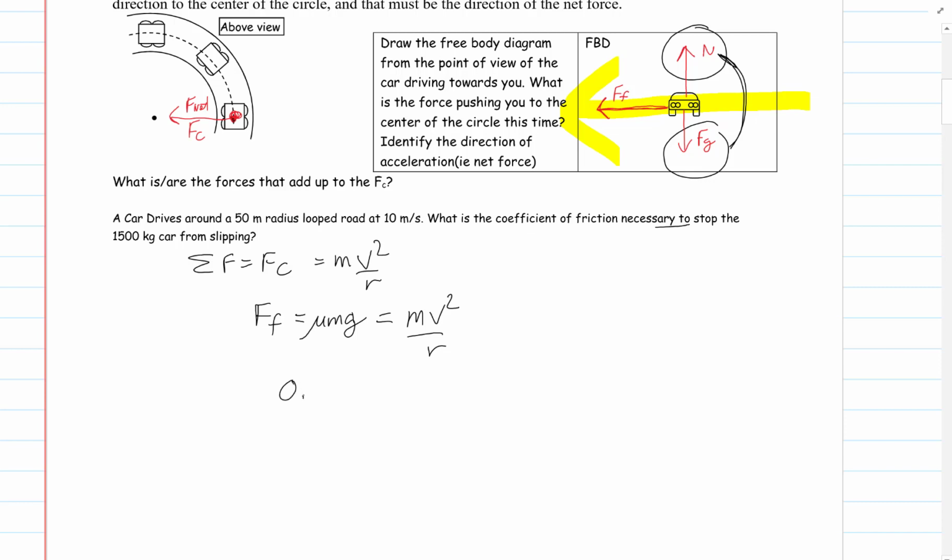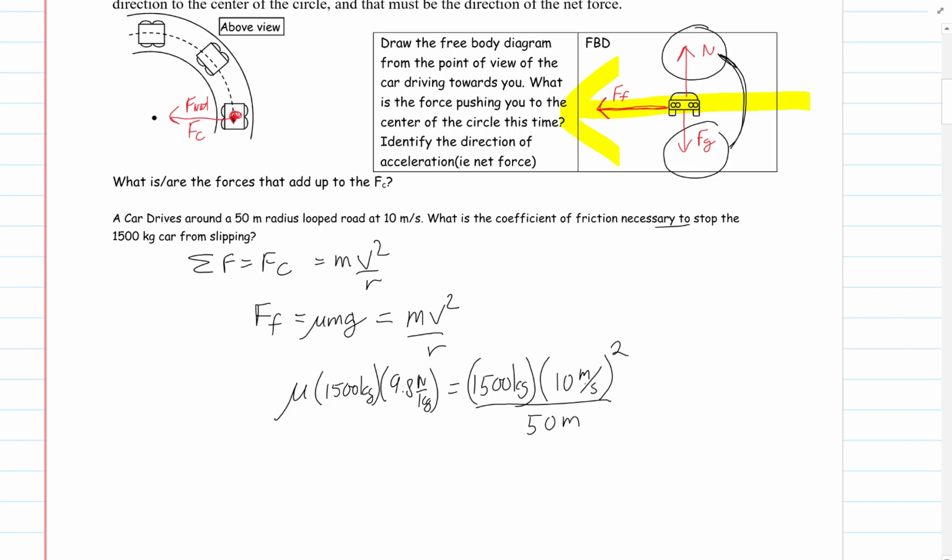So 0, this is mu. The mass is 1,500 kilograms. And g is 9.8 newtons per kilogram. We're just going to assume we're on the Earth. Is equal to 1,500 kilograms times v. So v, you're going at 10 meters per second. And it's not just v, it's v squared all over 50 meters.